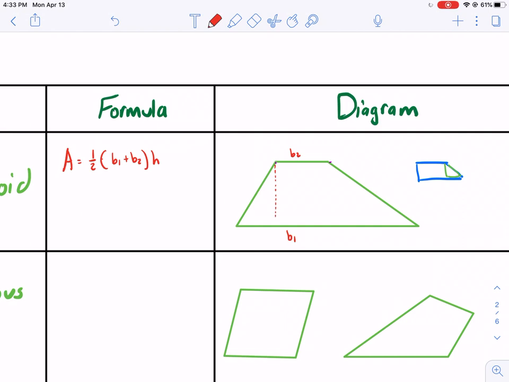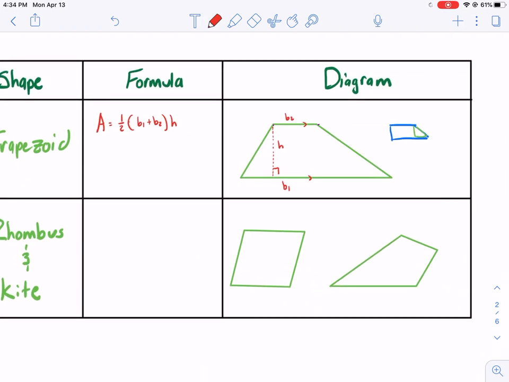The height needs to be perpendicular to the bases. Okay, so if the bases are parallel to each other, which they need to be for a trapezoid, then if it's perpendicular to one, it has to be perpendicular to the other one. So your height is always the perpendicular segment to the two bases, okay? So that's your height. And then we'd multiply by 1/2 after we add those together, okay?